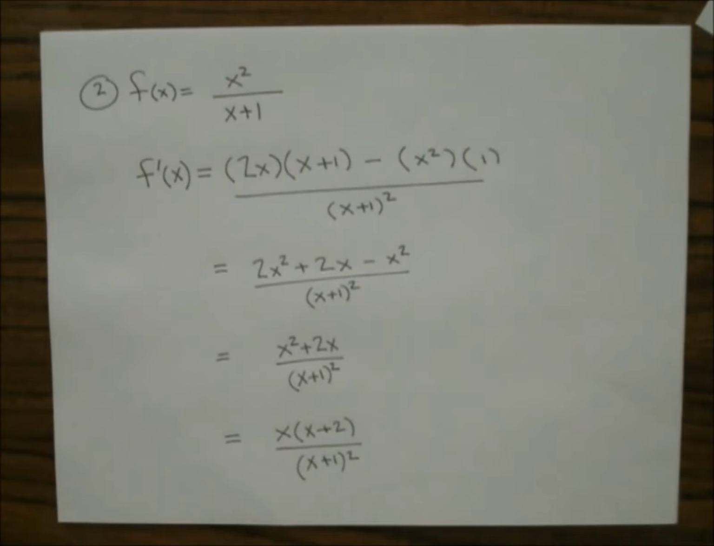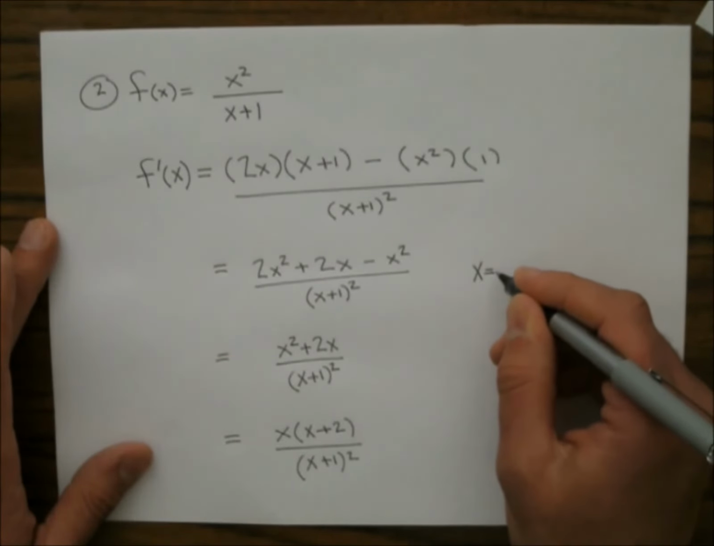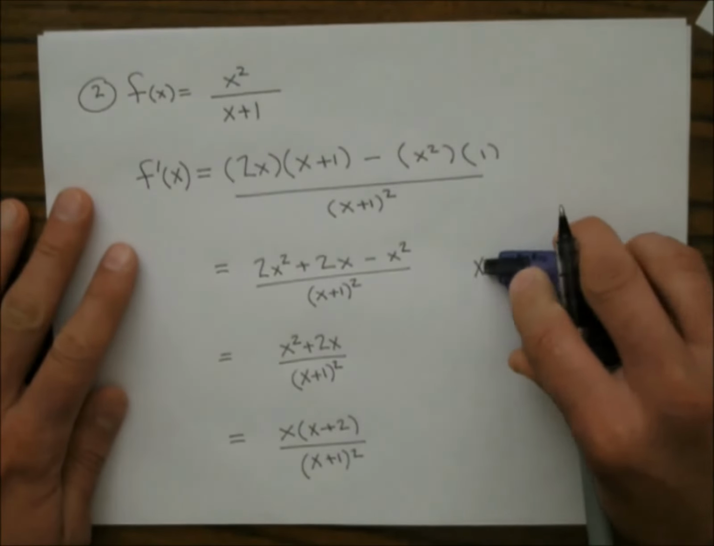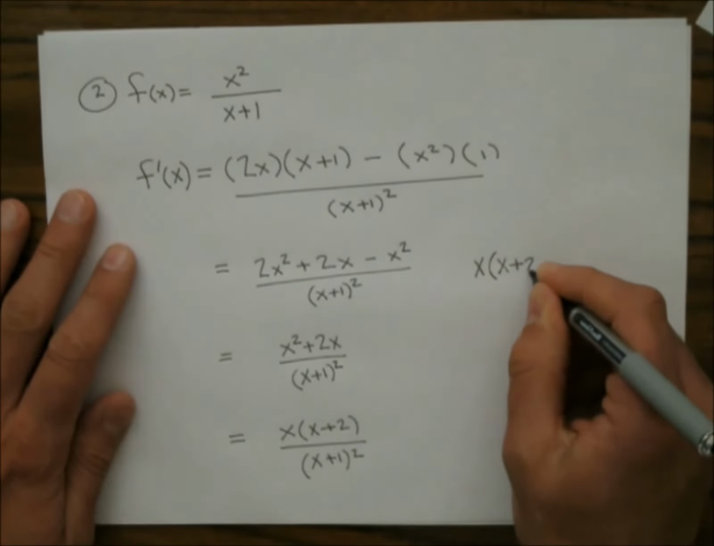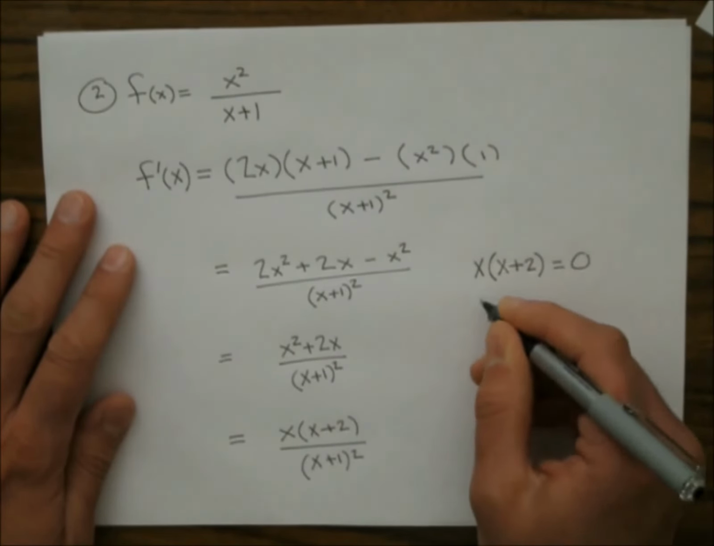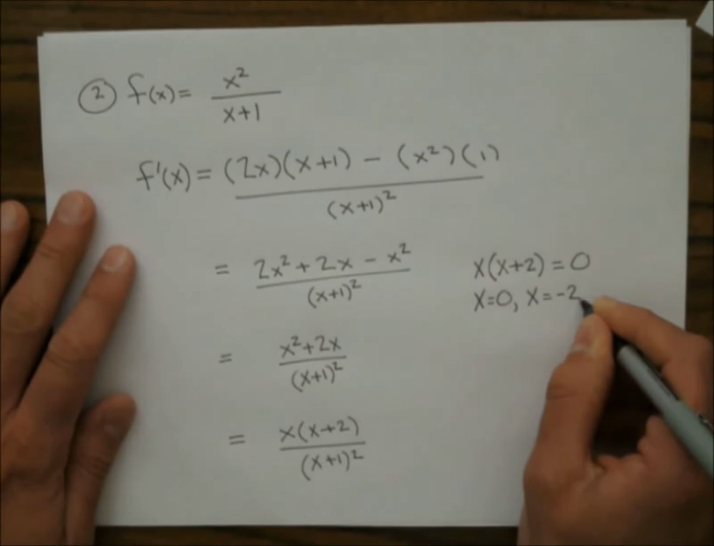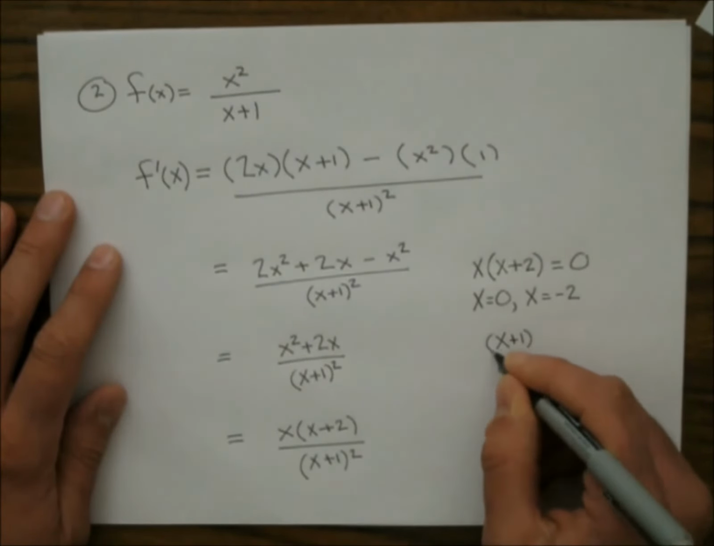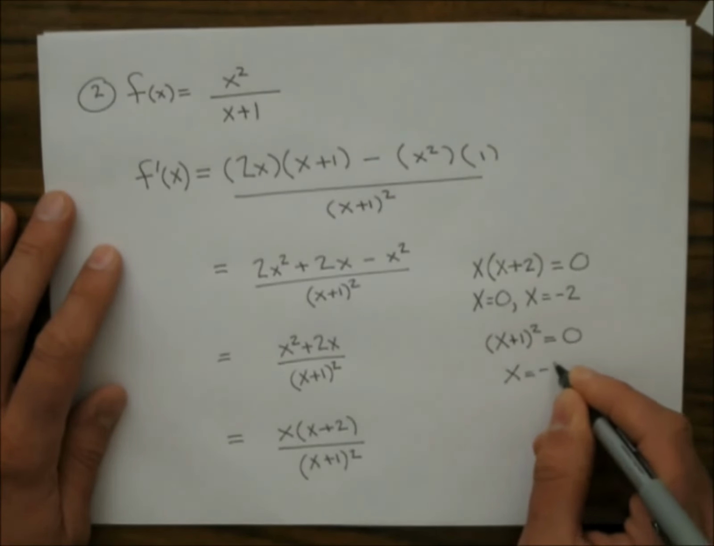So how do I find the critical numbers? I set the top equal to 0. And I end up getting x equals 0, x equals negative 2. And then I set the bottom equal to 0, and I end up getting x equals negative 1.